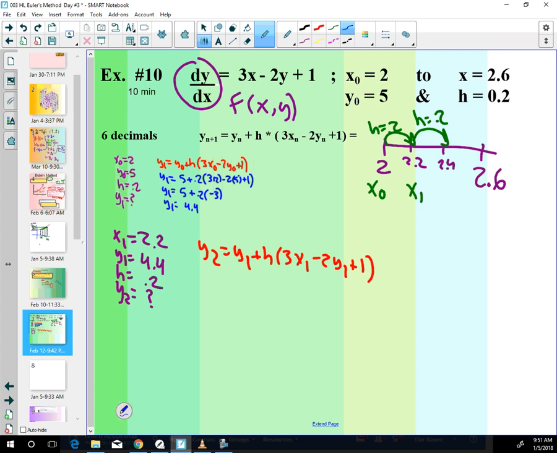And we plug in. y2 is equal to 4.4 this time, plus 0.2, 3 times 2.2. Now you're going to need your calculator. 2 times 4.4 plus 1. And could somebody calculate for me what that total is?